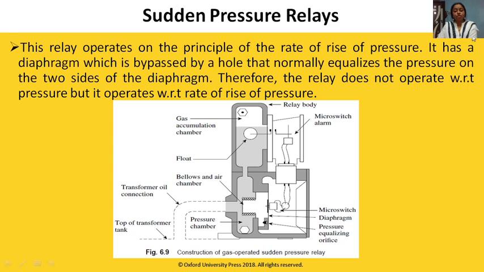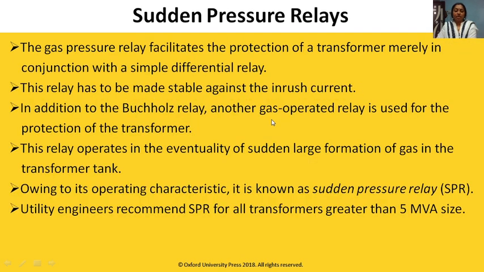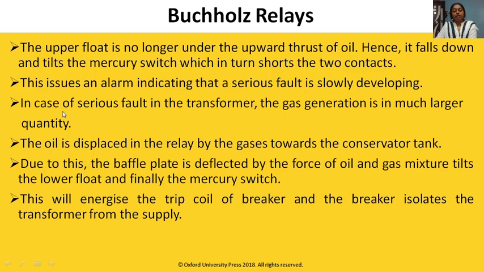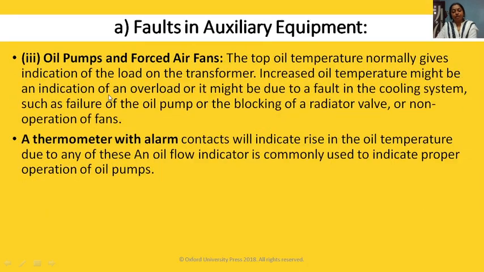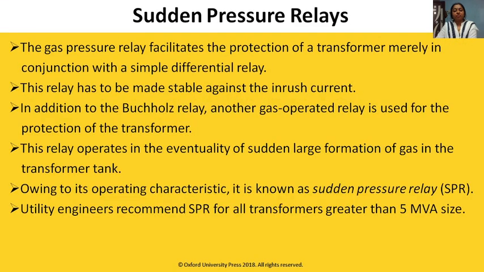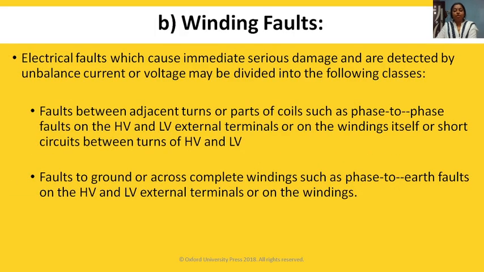Okay, so it operates with respect to the rate of rise of pressure. How much rate of rise of pressure is there, and then it will operate. These are sudden pressure relays. Now internal fault, or that is winding faults. This is all about your fault in auxiliary equipment, and for that we are having gas operated relay. Okay, now we'll switch over to the second faults in the transformer, that is winding faults.